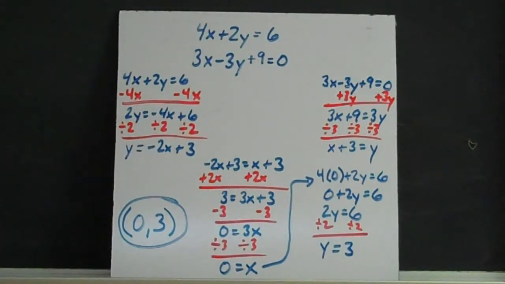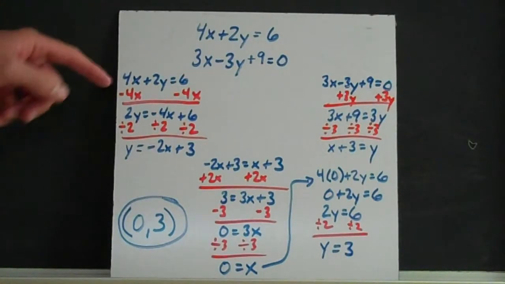And one last example of the equal values method. We have 4x plus 2y equals 6, and 3x minus 3y plus 9 equals 0. Now, this problem may actually be solved a little bit easier using another method that we're going to learn in a couple of lessons. But for the time being, we can still solve it using the equal values method. The problem here is they're not both equal to the same thing. So the first thing that we have to do is get them both equal to the same thing. So let's get them both equal to y.